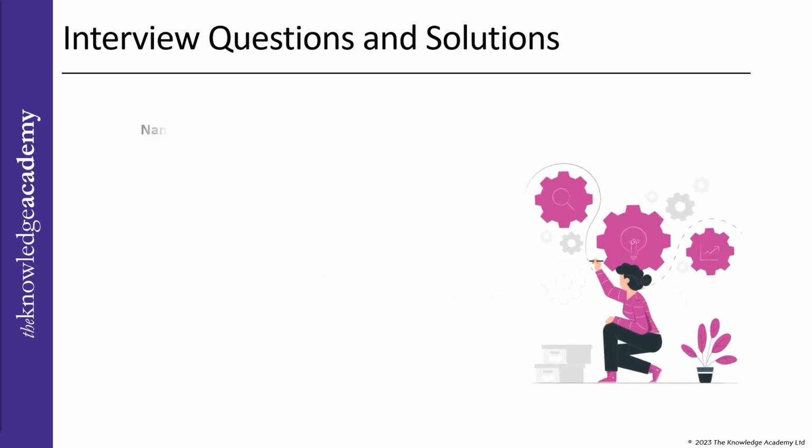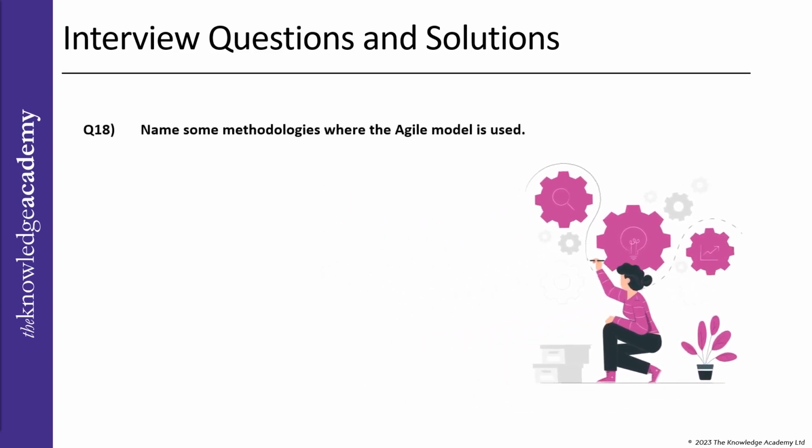Question 18. Name some methodologies where the Agile model is used. Answer. Remember to consider recognized methodologies when responding to this type of Agile interview question. The following are some methodologies in areas of development where the Agile model can be applied. Extreme programming, Kanban, Lean, Scrum, Crystal.